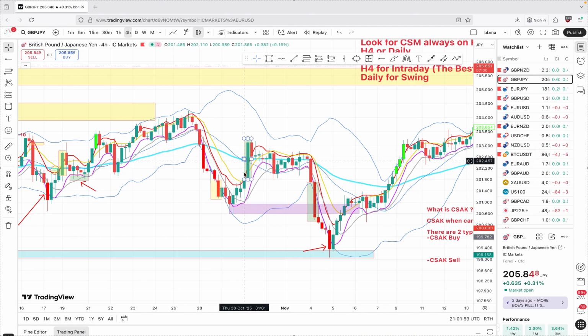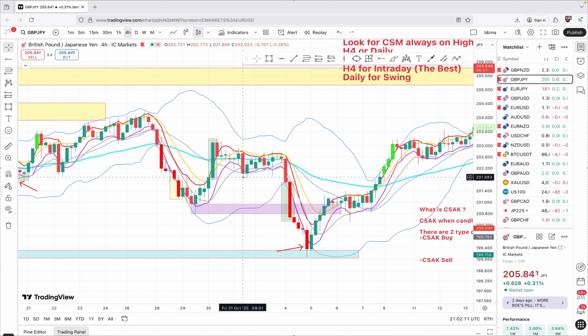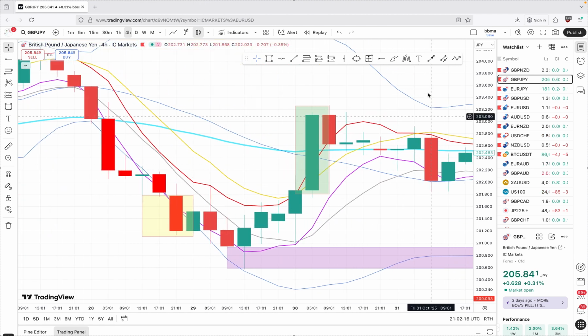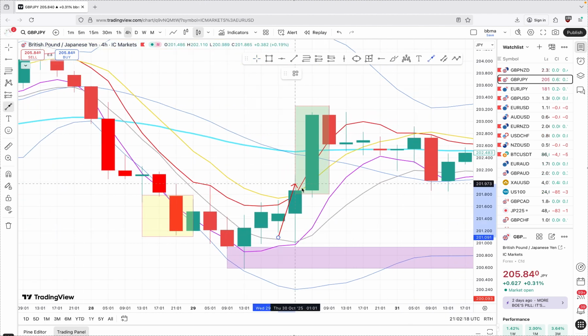When a candlestick breaks MAs, like see over here, it just breaks MA510 high, but didn't break mid BB. So in this candle, it breaks MA510 high. I will make it bigger. So it breaks MA510 but didn't break mid BB. In this candle, it breaks MA510, this yellow and red, and along with that, mid BB as well.